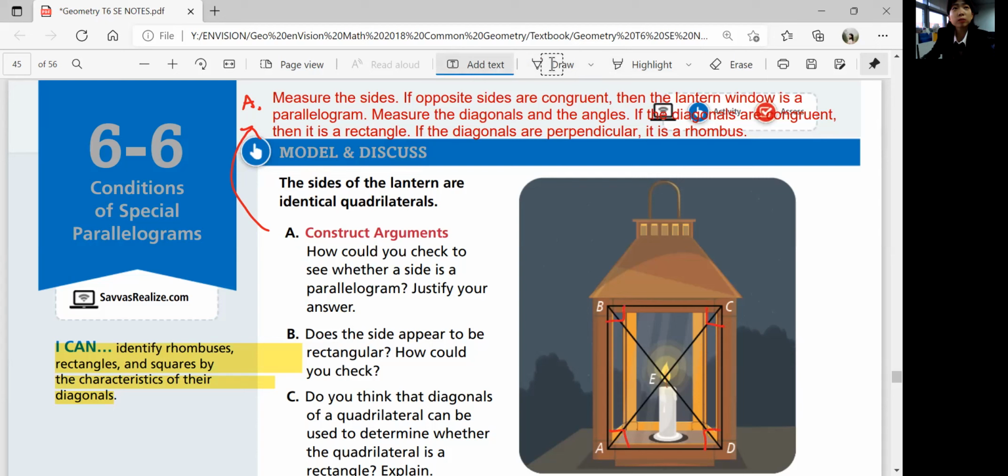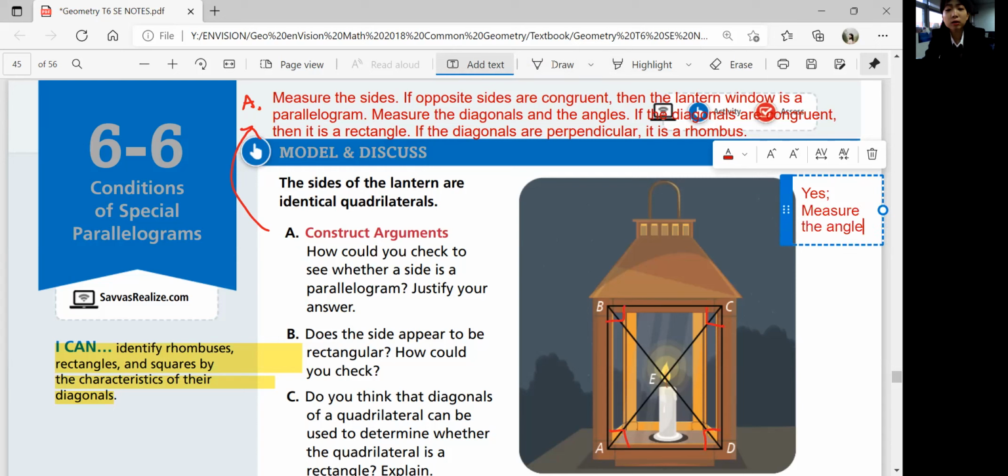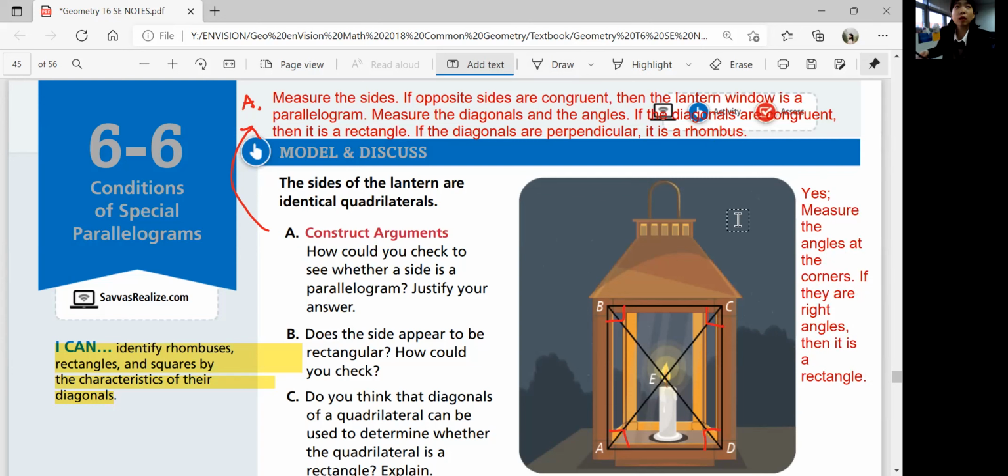Let's put B over here. Does it appear to be rectangular? Yes. You can measure the angles at the corners. If they are right angles, then it is a rectangle. So this is B.